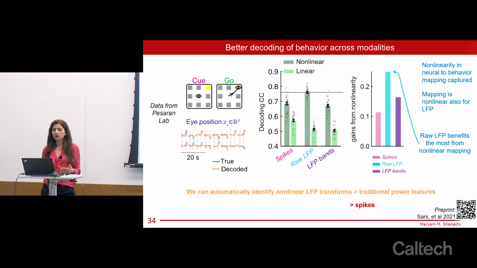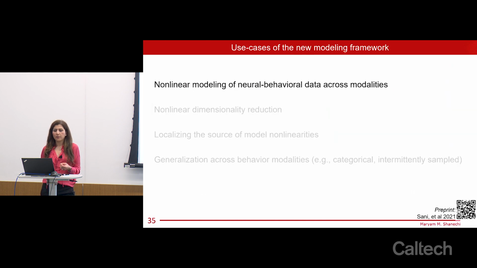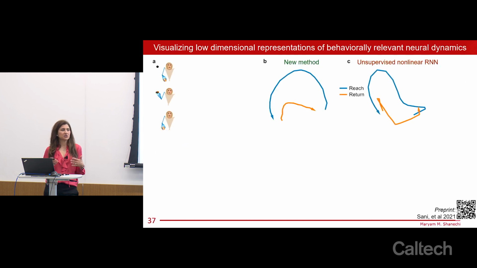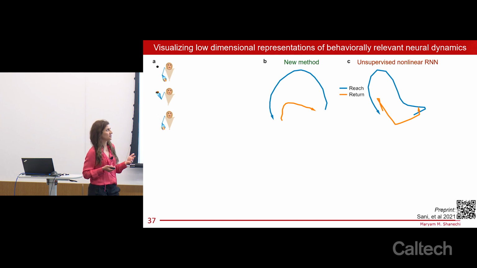I already showed you that nonlinear neural behavioral modeling does better decoding of behavior compared with linear PSID across all modalities, showing that we better extract the behaviorally relevant dynamics. And that's something that we can get practice with in the tutorial. We also showed nonlinear dimensionality reduction, meaning we can summarize behavior information in a much lower dimensional state compared to an unsupervised nonlinear RNN. And now this efficient dimensionality reduction again opens the possibility of visualization.